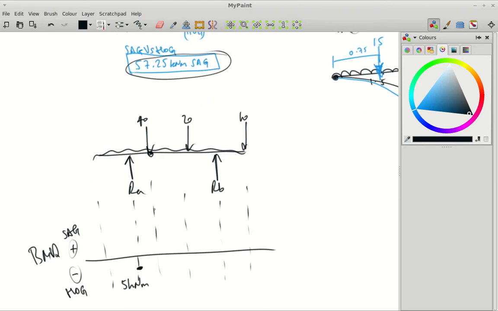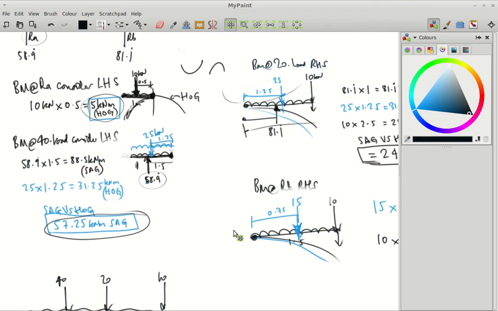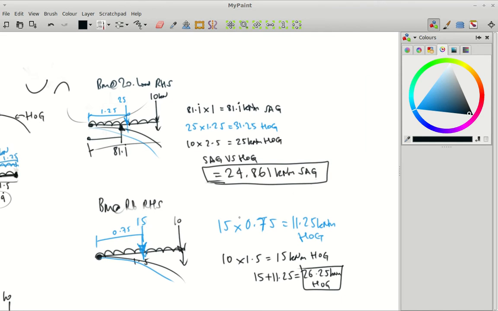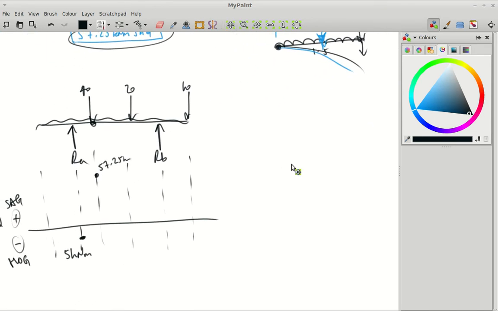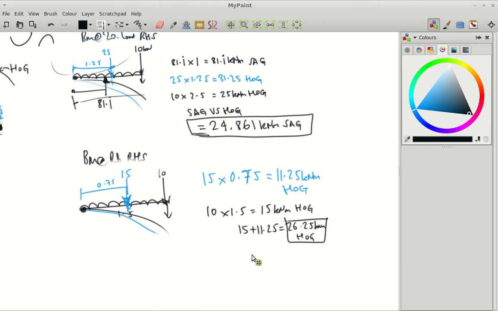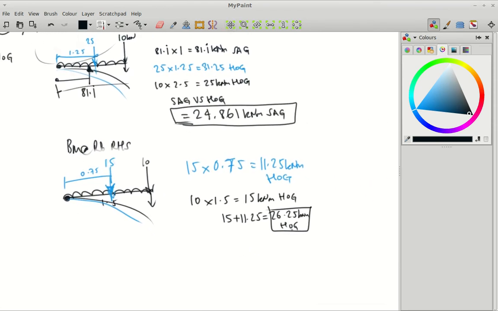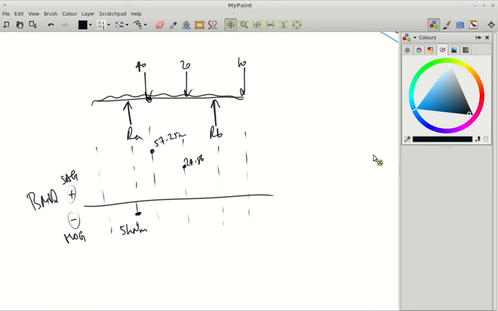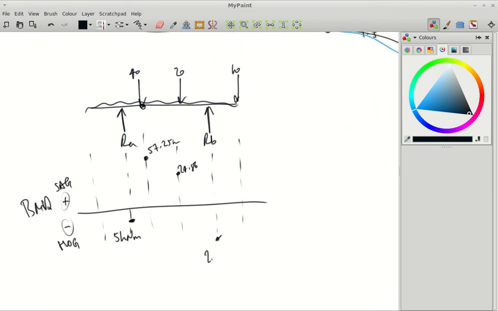Fair enough. At the 40 point load, we worked out it was sagging by 57.25. So at this one, it'll be up here. You'd do it to scale, you'd measure up 5.7 centimetres or whatever. But it's 57.25 sagging, that's fine, kilonewton metres. At the 20 kilonewton point load, it had an overall sag of 24.86. And then at RB, it had a hog at 26.25. It had a hog down here, 26.25, and it's below here because it's on the hogging side of the graph.